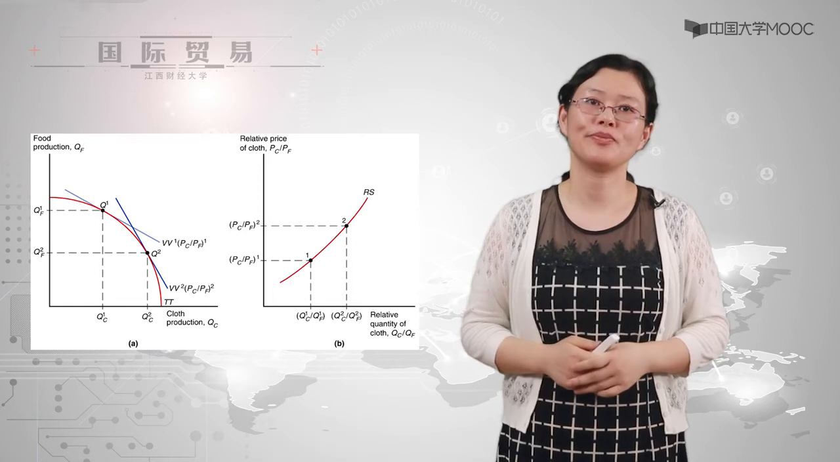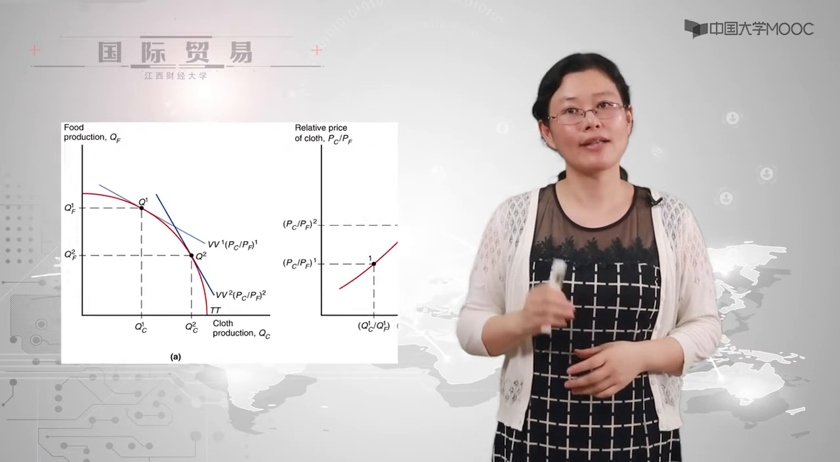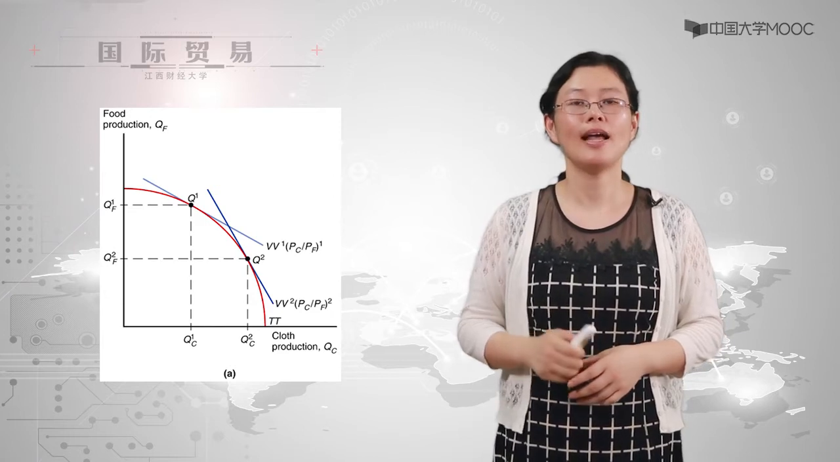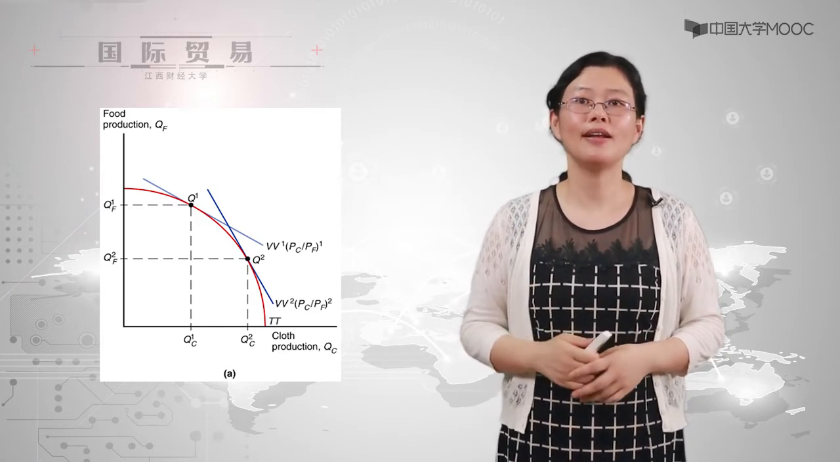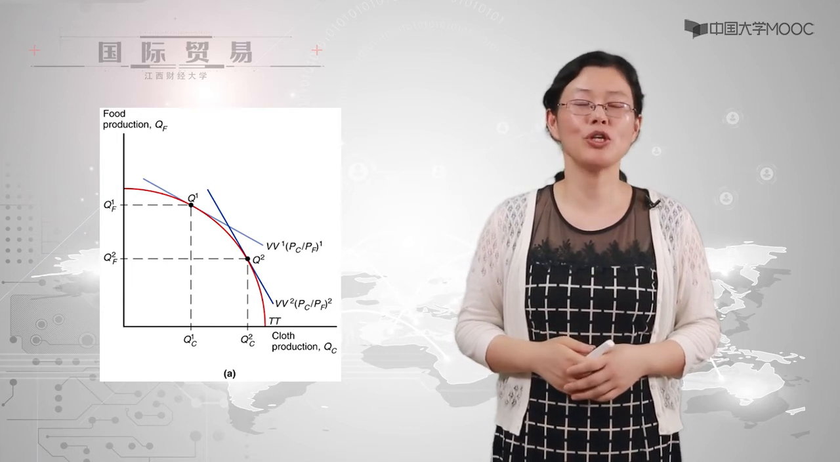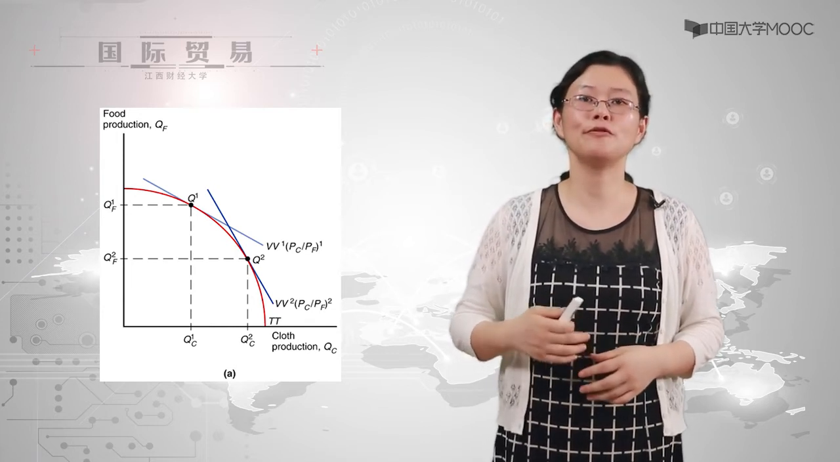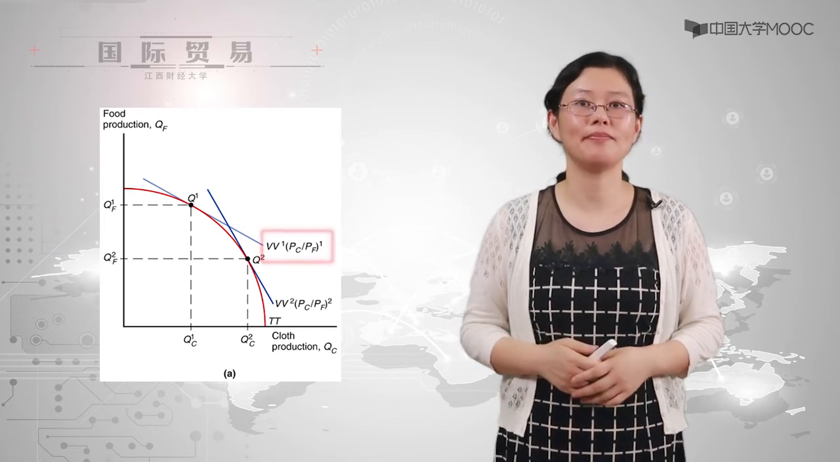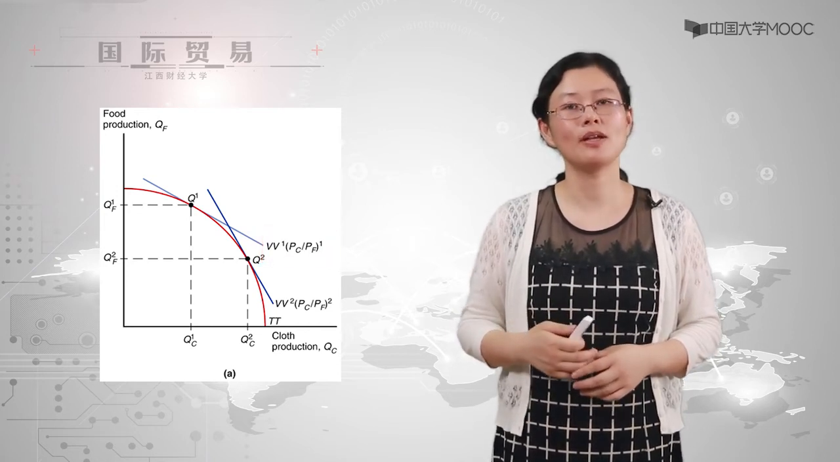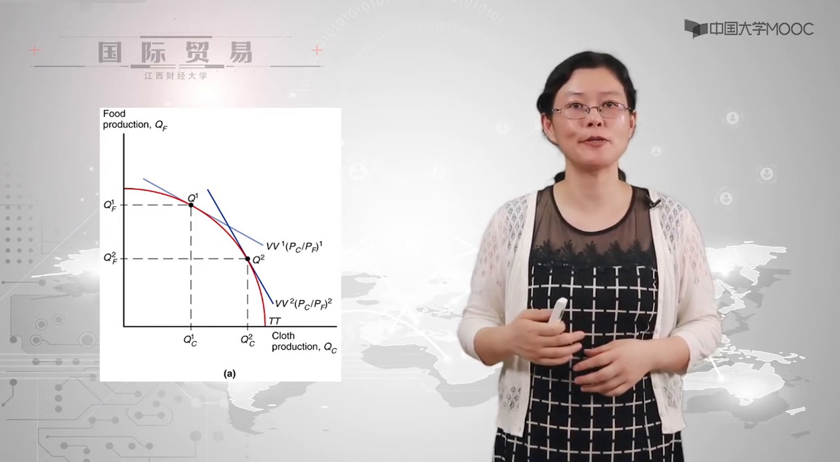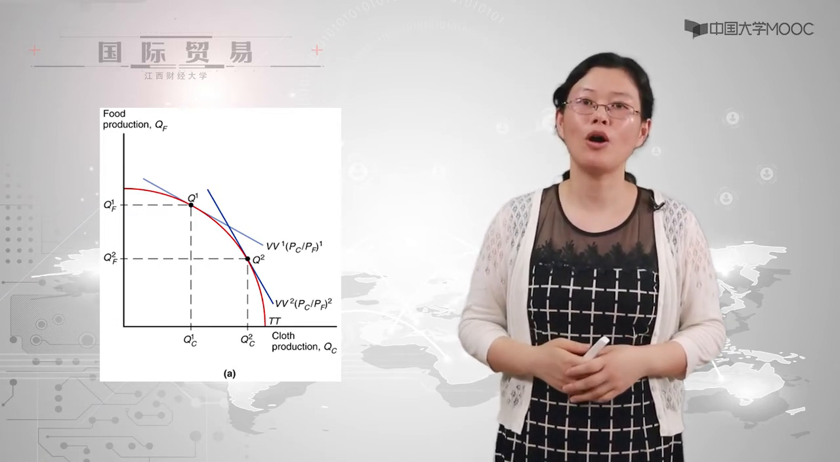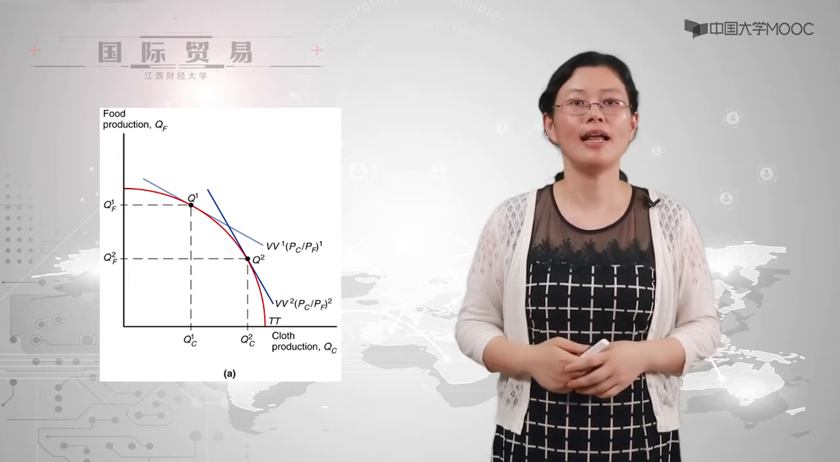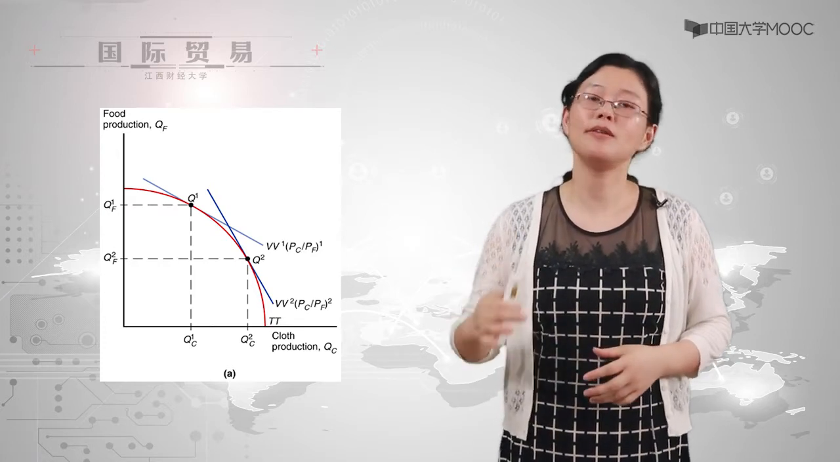Now, we will talk about how the change of relative price affects relative supply. Look at figure 2. In the first place, let's look at panel A. The highest isovalue line the economy would reach before the change of relative price of cloth to food is shown as VV1. Now, suppose that the relative price of cloth to food, PC divided by PF, were to rise. Then, the isovalue lines would be steeper than before.